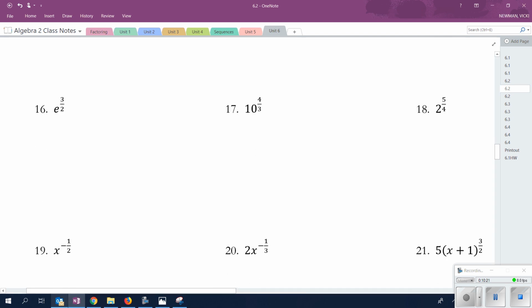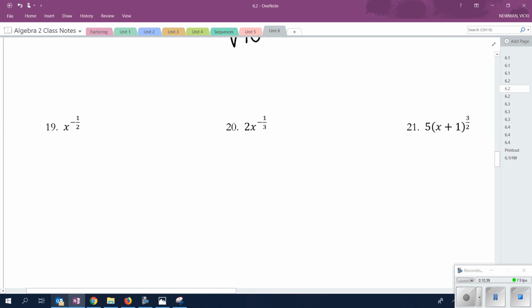17. How should I write that? 10 to what exponent? 4. And what root do I put on my, what index do I put on my root? 3. Okay.